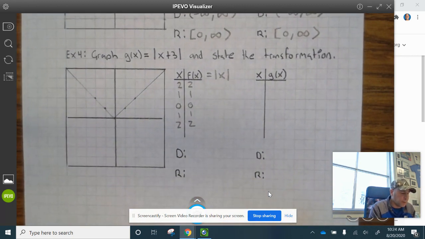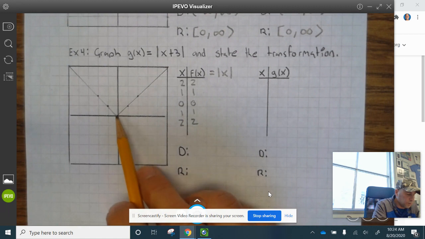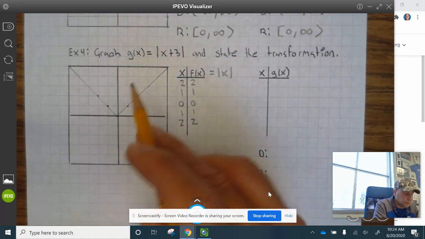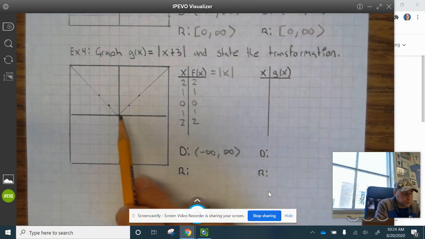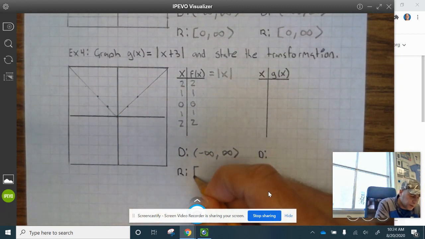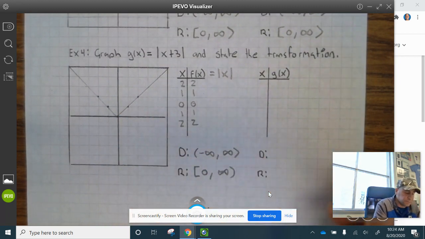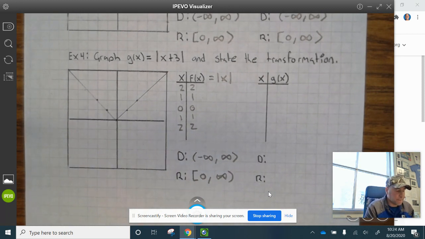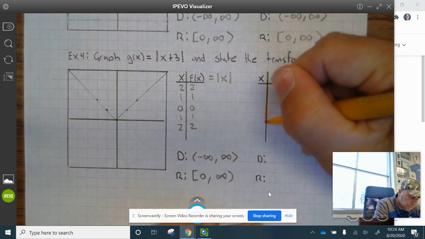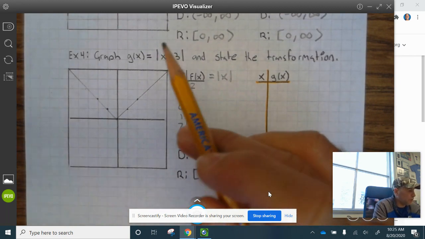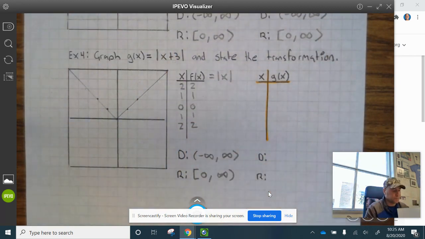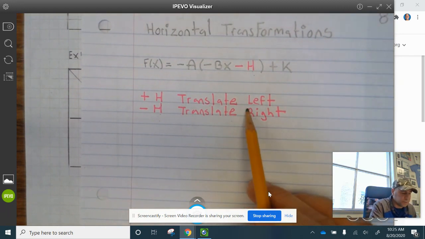Okay. Now domain. Let's take a look at the domain of the parent function. Well, it's going in the infinite direction, in both directions. So the domain is negative infinity to positive infinity. And then the range, we can see here, it starts at 0, including 0, and goes to infinity. So bracket 0 to infinity. Okay. Now let's take a look at the transformation. In this case, we have a plus 3, and we know from our notes, plus 3 is translating left.